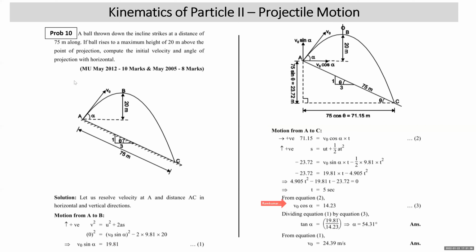Then solve the two equations. We know V naught cos alpha is 14.23. V naught sin alpha is 19.81. Solving equation number 1 and 3, you get the value of alpha. So dividing equation number 1 by equation number 3, V naught sin alpha upon V naught cos alpha is equal to 19.81 upon 14.2. V naught gets cancelled, you get tan alpha, and then you get alpha. The value of alpha can be substituted in equation number 1 or equation number 3. You will get the value of V naught.